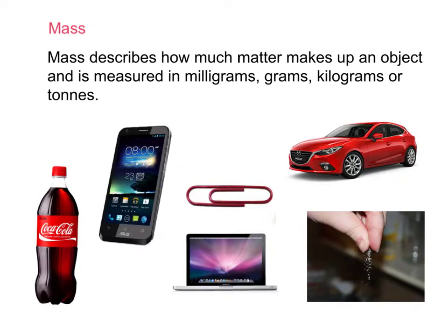Now, if you look to the bottom of our screen here, I've got a few different objects listed. What you'll be doing in this unit is not only converting between different measurements of mass, so between milligrams and grams, or kilograms to milligrams, or kilograms to tons, you'll also need to identify everyday objects that would be measured in certain units. So we've got a Coca-Cola bottle, a smartphone, a paperclip, a laptop, a pinch of salt, and a car.